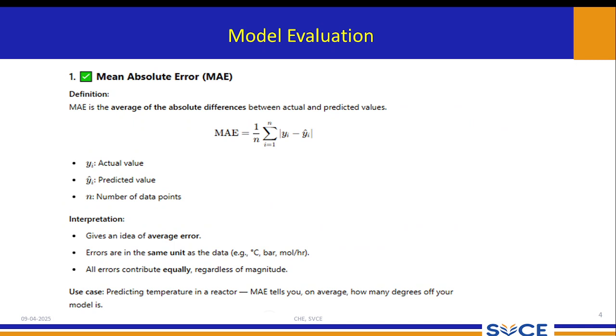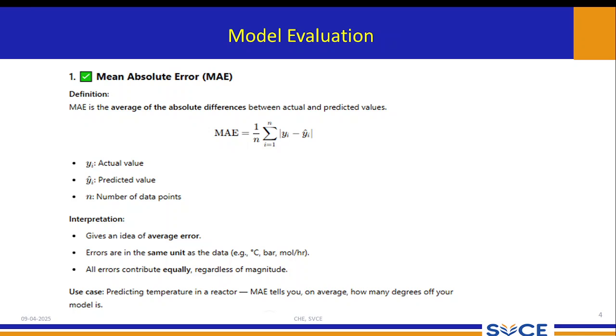So the mean absolute error is the average of the absolute difference between the actual and predicted values. We term the actual value yi, and yi prime or yi cap is the predicted value, and n is the number of data points. MAE is equal to 1 by n, summation of i equal to 1 to n, of the absolute value of yi minus yi prime, where yi is the actual value, yi prime is the predicted value, and n is the number of data points. So what is the interpretation over here?